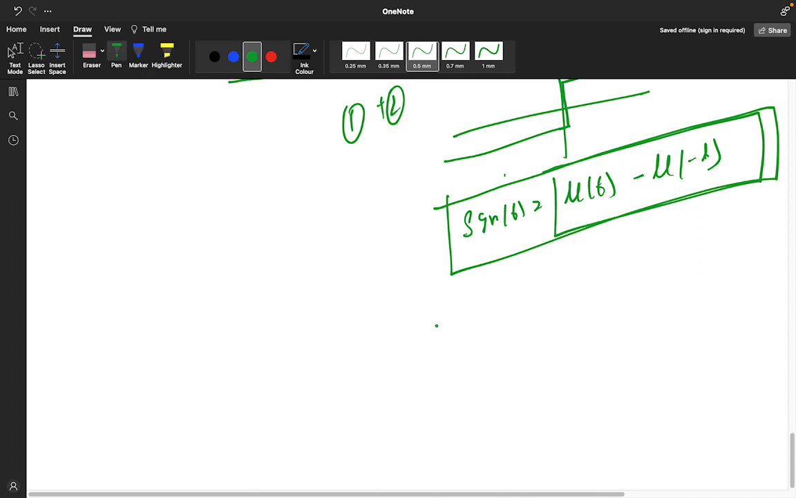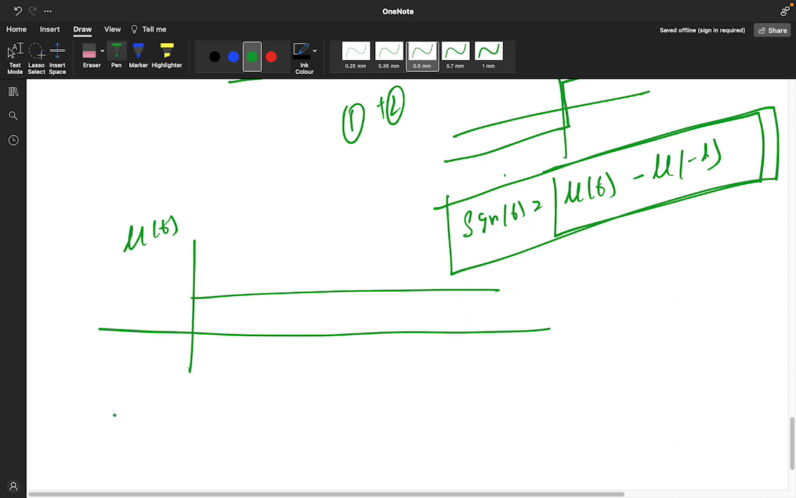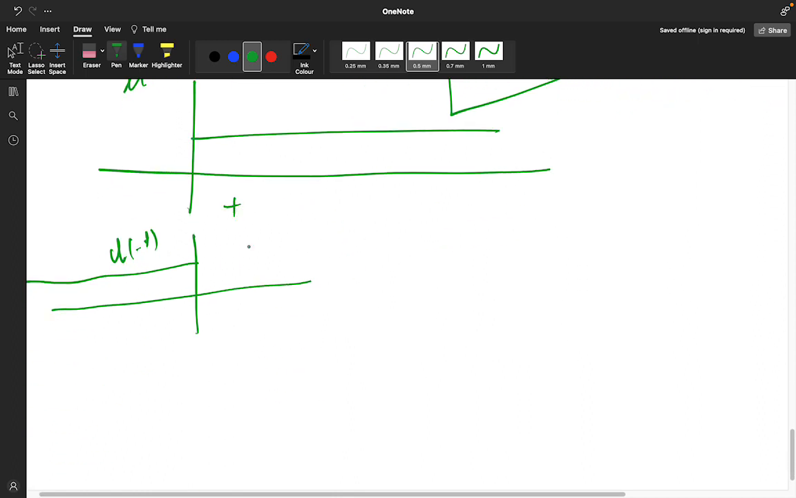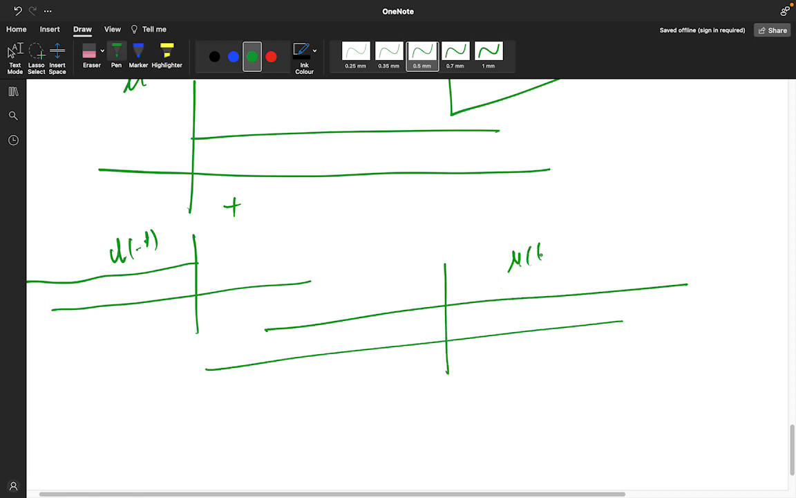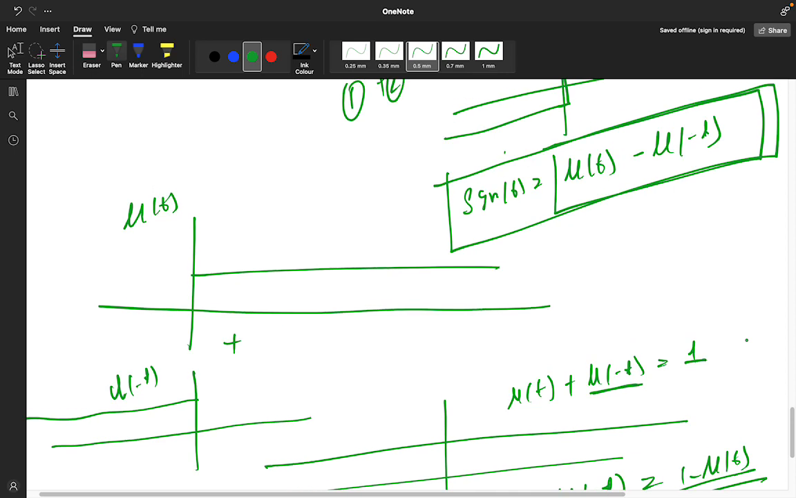I will tell you. You have u of t, which is this. You have u of minus t, which is this. If you add these signals, you will get a DC value like this. Means u of t plus u of minus t gives one value. From here you can find u of minus t. What will be u of minus t? 1 minus u of t.